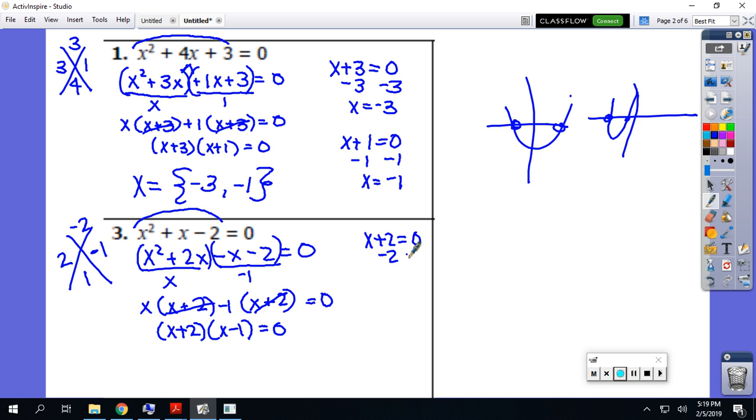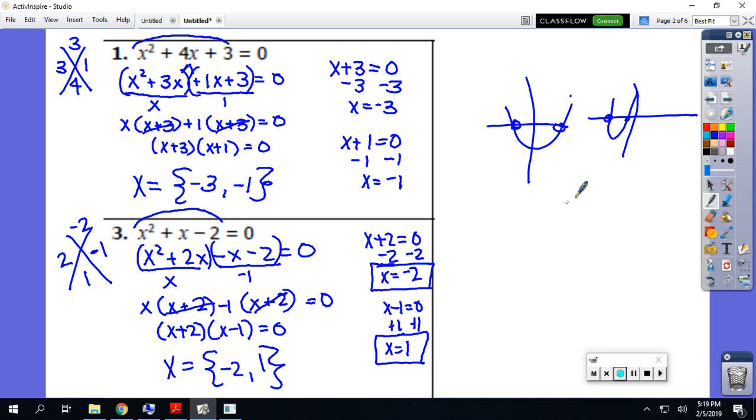Solving this, subtracting 2 on both sides, I would get x to equal negative 2. Over here, x minus 1 equal to 0. I'm going to add 1 on both sides, so I get x to equal positive 1. This one has solutions of negative 2 and positive 1. Remember, this is where this is crossing the x-axis. So this is crossing at negative 2, 0. X-intercepts, not y's. And positive 1, comma 0.